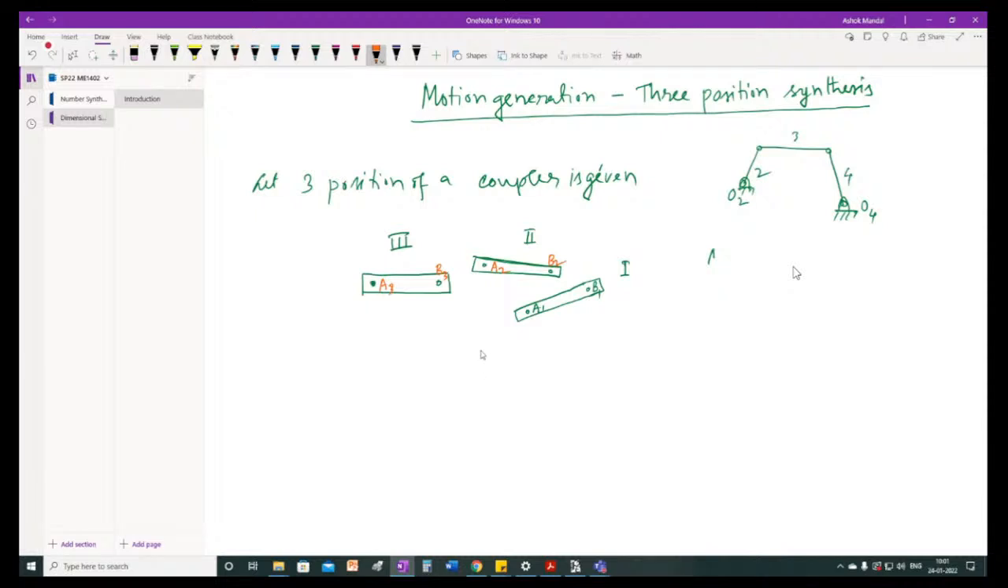What we need to find out is to determine the position of O2 and O4. If you can find O2 and O4, the problem is solved. You can find the link length and the relative position of O2 and O4 with respect to the coupler. Now, how to solve this kind of problem?